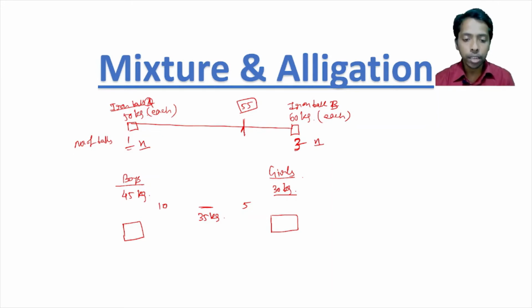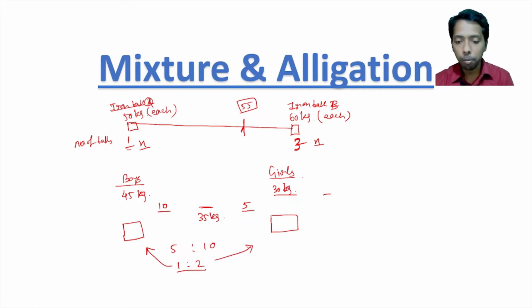Now this 35 kg is not exactly in the middle but inclined to a specific direction, so we have to understand that it is closest to the heavier side. That means 30 and 35 kg, the difference is 5, and 35 and 45 kg, the difference is 10. That means the weightage of girls is heavier than the boys. So the ratio should be 5:10, which eventually gives 1:2, right? So 1 unit is for boys and 2 units is for girls.